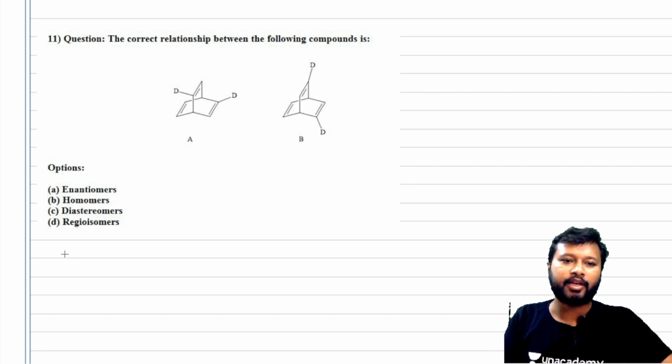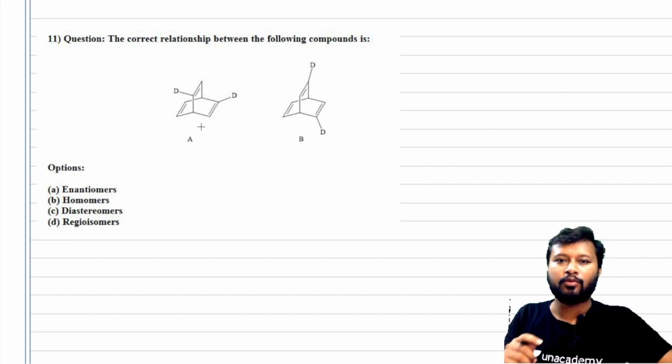I have made a dedicated video on this where I have explained how to find out homomers, enantiomers, diastereomers. Okay, how to find out if two molecules are enantiomers or diastereomers. So I'll recommend you to watch that video. I'll give you the link in the i button. You have to watch that in order to understand it in more detail. But here I'll just tell you quickly.